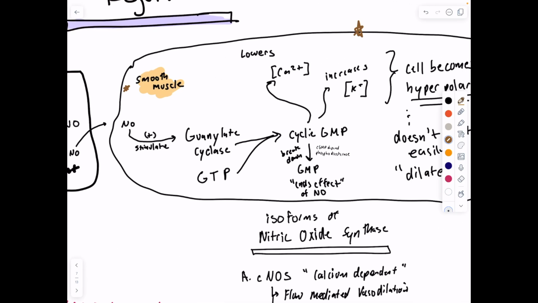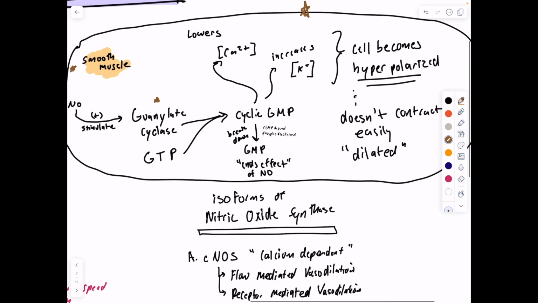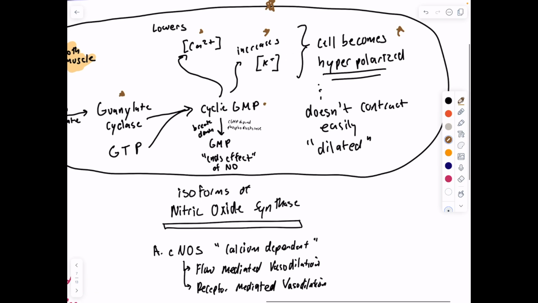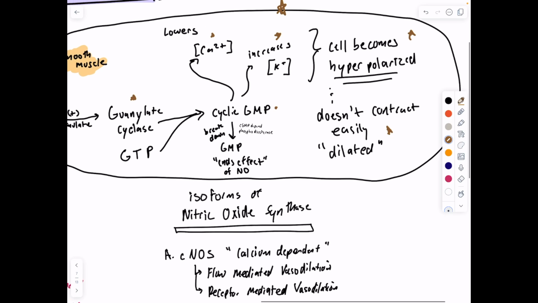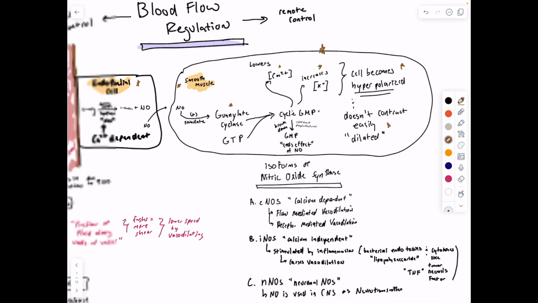The nitric oxide in the smooth muscle cell is going to stimulate guanylate cyclase and GTP to form cyclic GMP. Cyclic GMP is going to lower the calcium ion concentration in the cytosol, and increase the potassium concentration in the cytosol. Remember that the net result of this is a hyperpolarization of the cell. If you're hyperpolarized, it's not going to contract as easily. If our vessel contracts, it's constricted. If it's not constricted, then it's dilated. So cyclic GMP is going to hyperpolarize the cell by lowering calcium ion concentration.